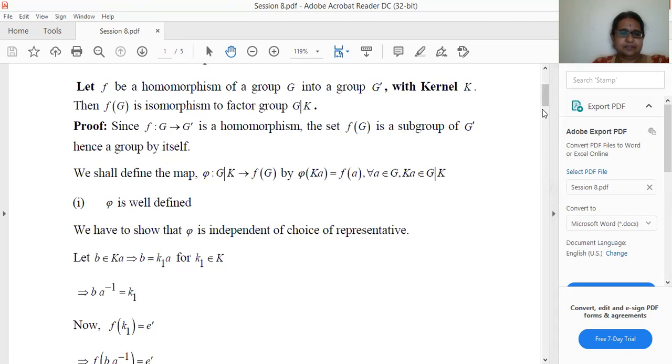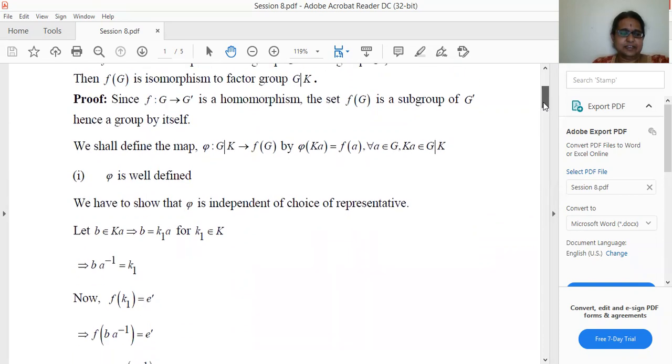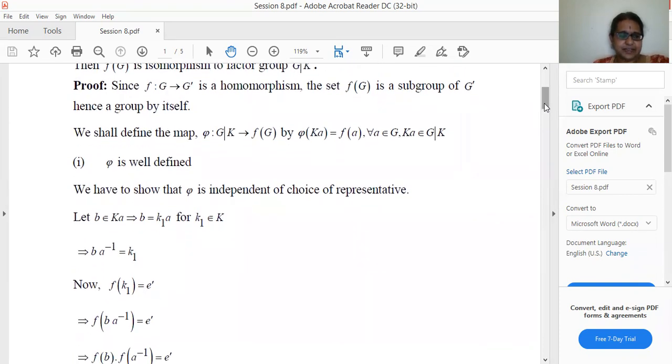Now F of K1 is equal to E dash, where E dash is the identity element of the codomain G dash. Here K1 belongs to K, and K is the kernel. So from the definition of kernel, F of K1 is equal to E dash. But K1 is B A inverse. So when F of K1 is equal to E dash, it implies that F of B A inverse is also E dash.